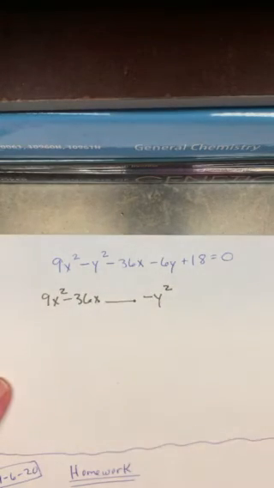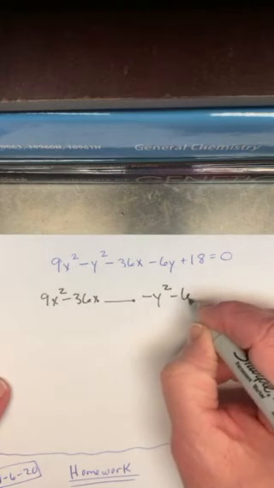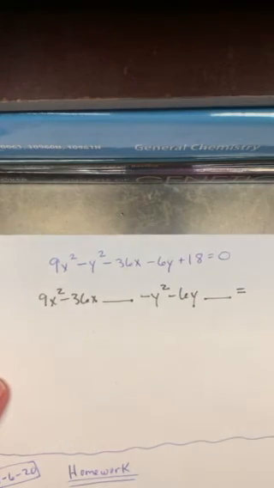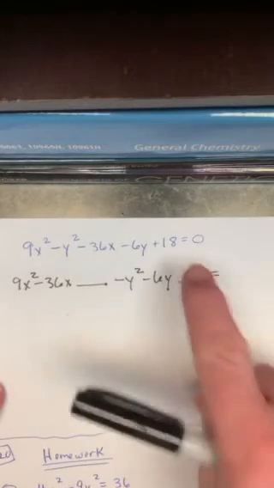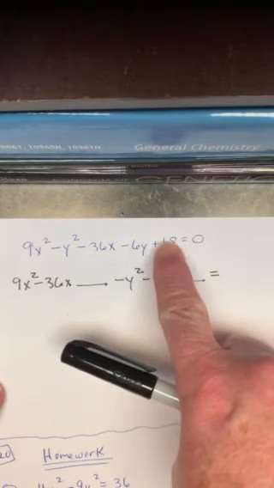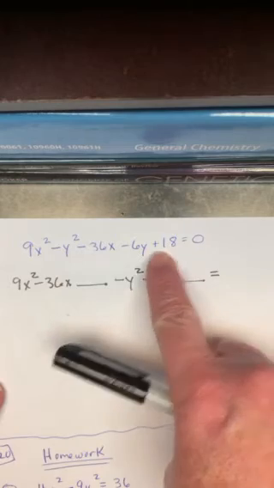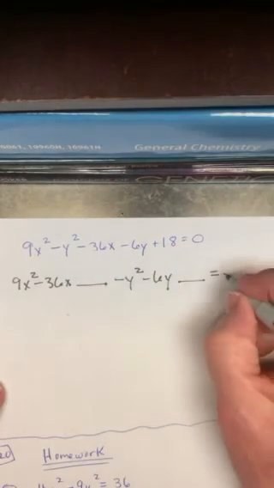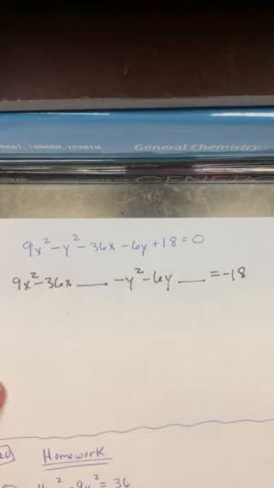That family's going to go second. Minus 6y and a blank space equals, and just like Thursday and Friday, that constant 18 doesn't have an x, doesn't have a y. It doesn't belong with either family. It gets subtracted over, and I write minus 18.